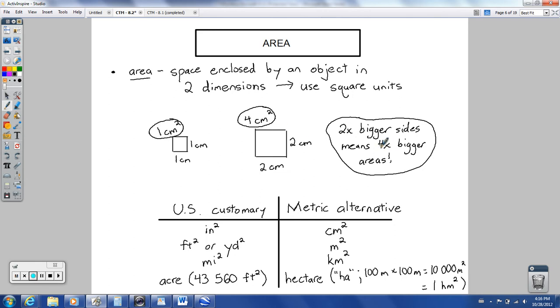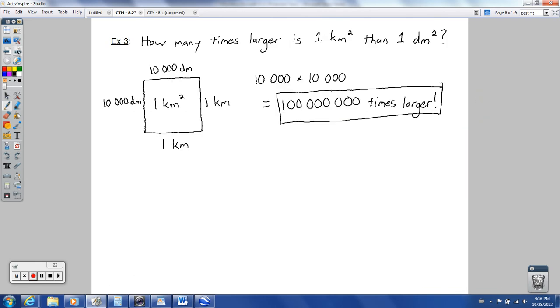We squared 2. 2 squared is 4. Here, instead, we're squaring 10,000, so it's 100 million times larger.